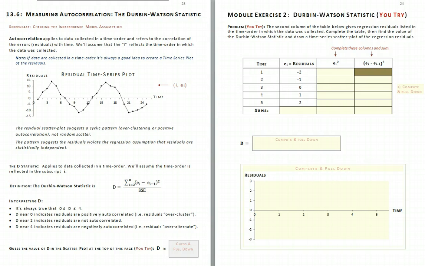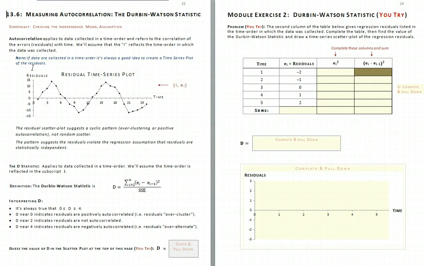To check the independence model assumption, we first fit a simple linear regression model to the data and obtain the regression residuals. We refer to the regression residuals as e1, e2, etc. We then create a residual time series plot. That is, we create a scatter plot of the points 1, e1, 2, e2, etc. Here is an example of such a time series plot.